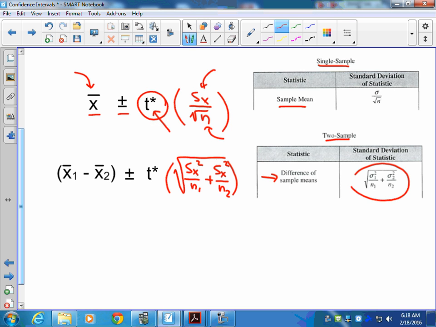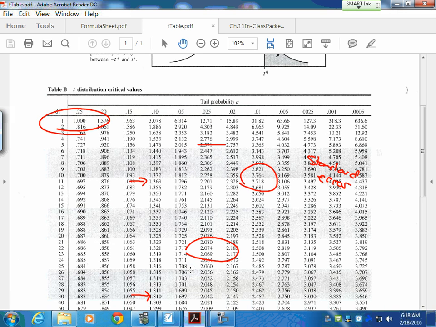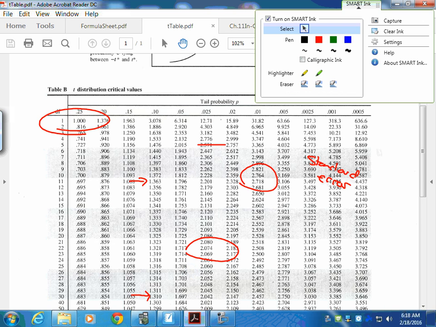Now, when we're finding our T star, okay, T star is based on your degrees of freedom. And the easiest way to do degrees of freedom is sample size minus 1. If you're working with a 2-sample situation, you just use the smallest sample size minus 1. Okay, it gives us more room for error when we jump into our t-table.